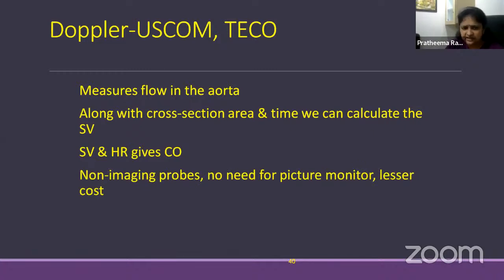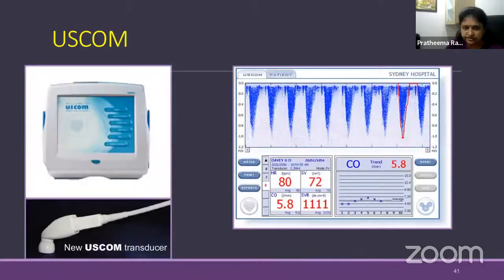There is no need for a continuous picture monitor, and it is lesser cost. So this is how it looks, and this is a monitor, and we can see the Doppler flow. When the trace is done and we enter the heart rate, stroke volume is calculated, and we can see the cardiac output given there. With the cardiac output, it is not one value, we can see the trend. We can also see in the graph how it is changing with the fluid bolus, or how the patient is responding to anesthesia or any medication.